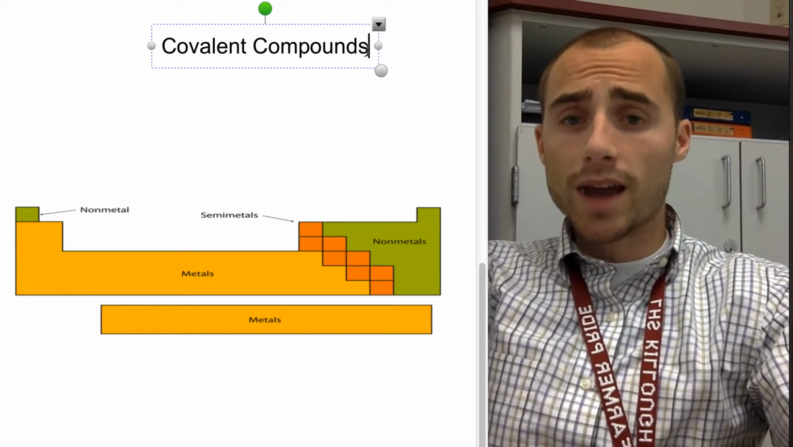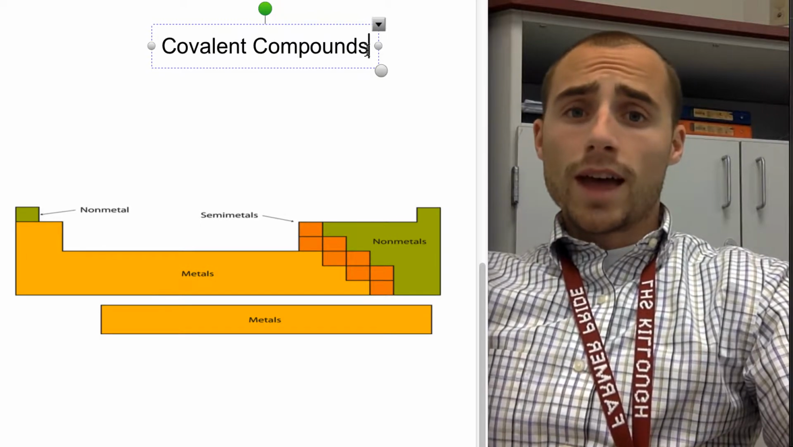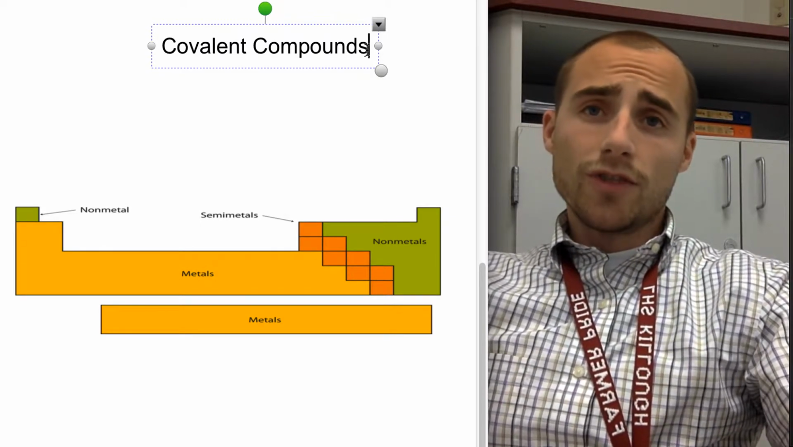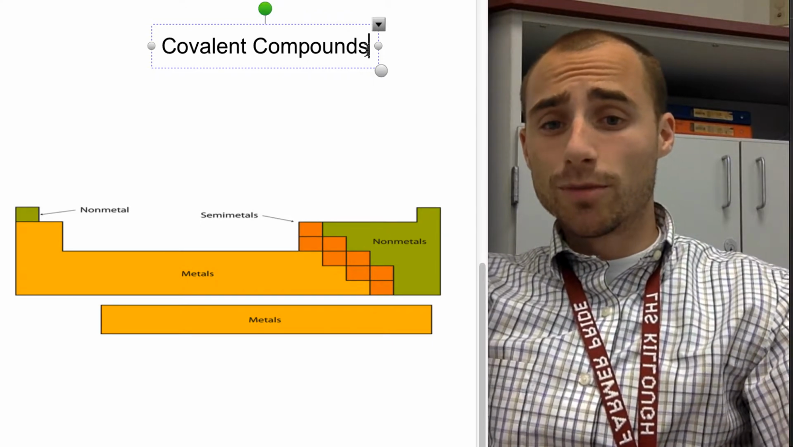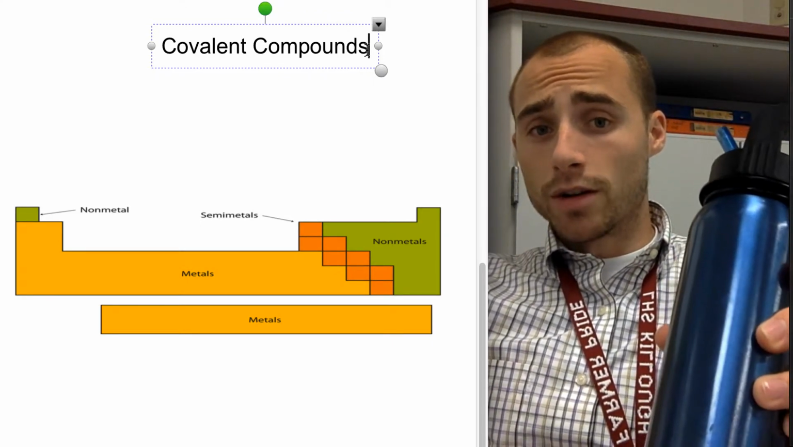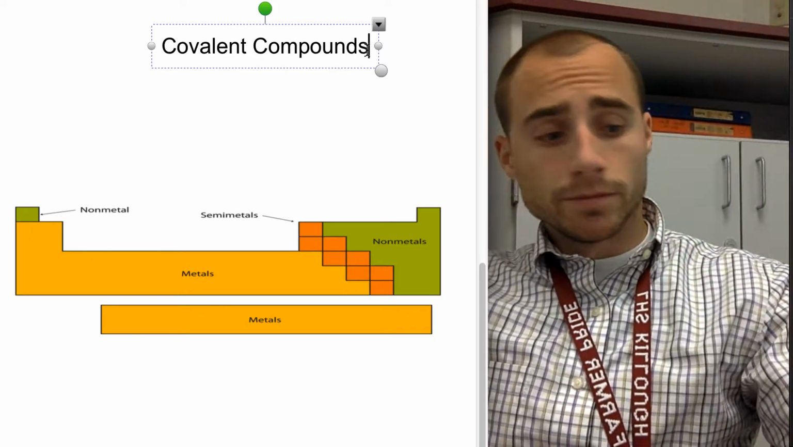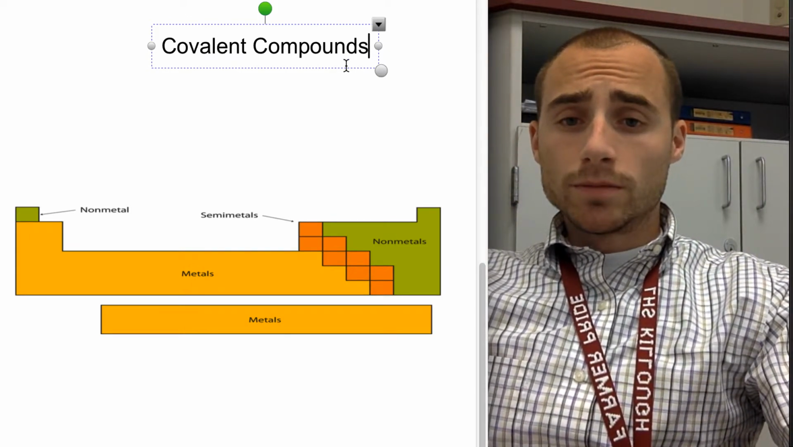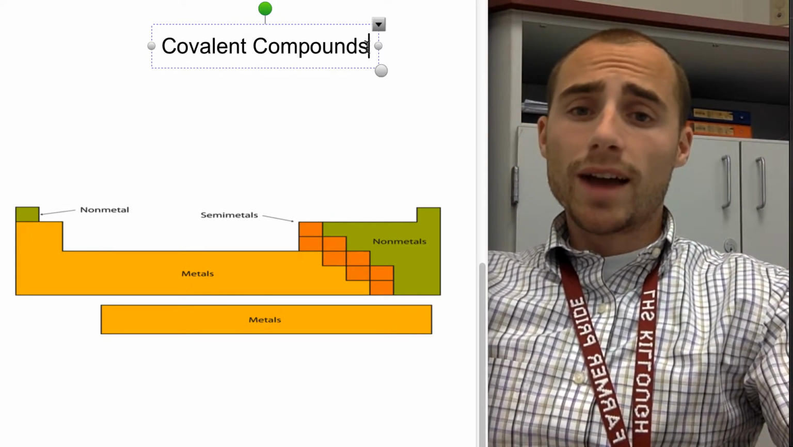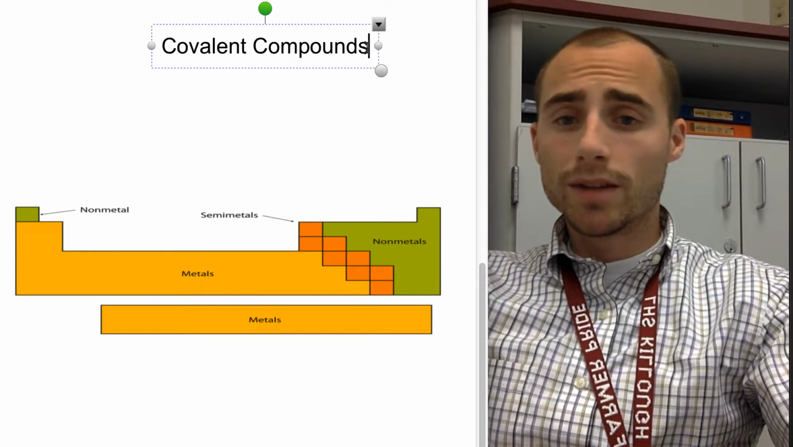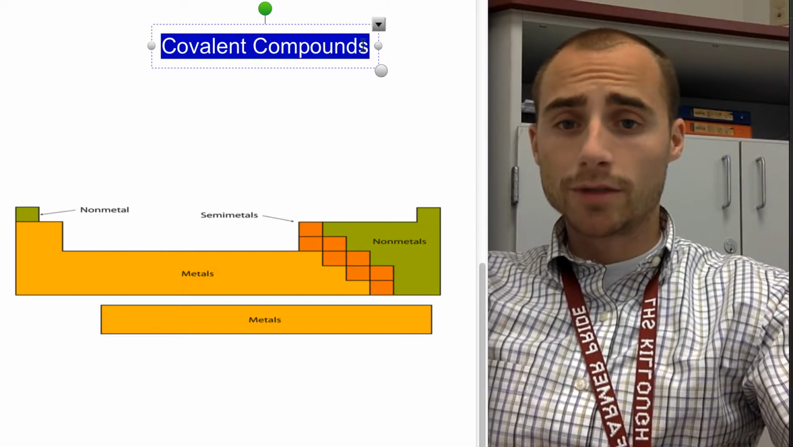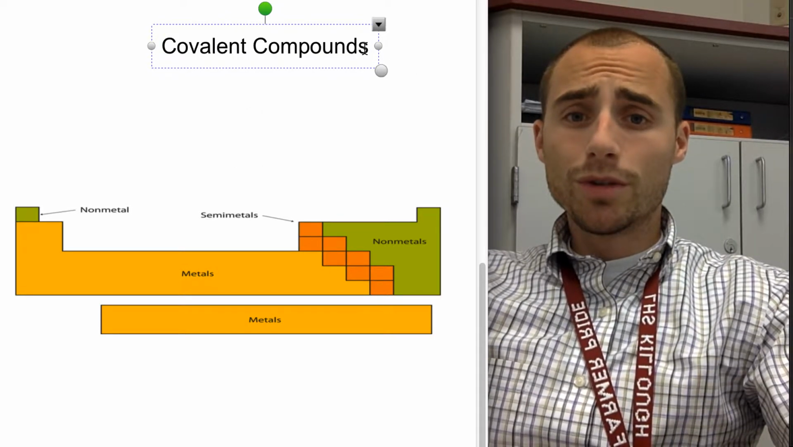Covalent compounds. By now, you have heard that dihydrogen monoxide should be banned. Some people said it shouldn't be banned, but now you realize it shouldn't be banned because dihydrogen monoxide is water. We have water, dihydrogen monoxide. It's called dihydrogen monoxide because that is the scientific name for water, because it is a covalent compound. Now you're probably wondering, what in the world is a covalent compound?